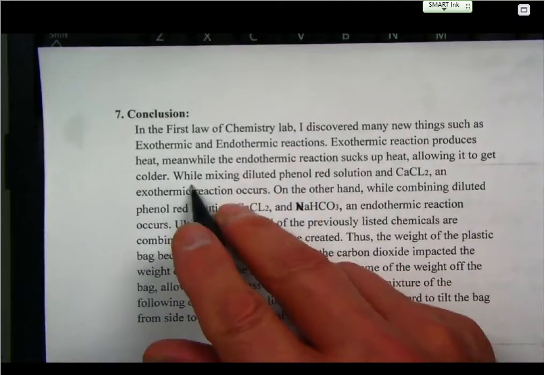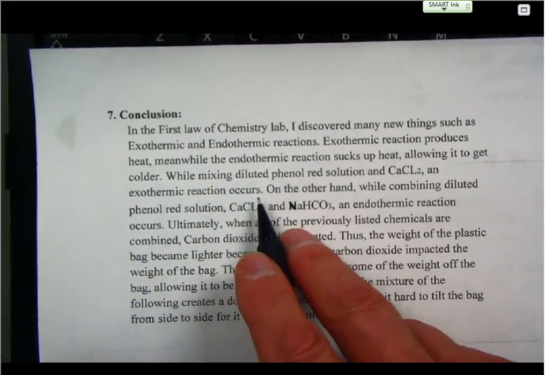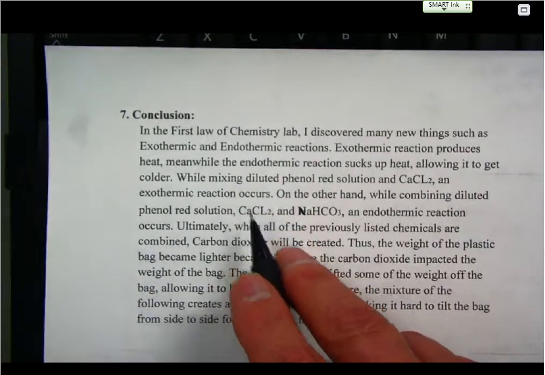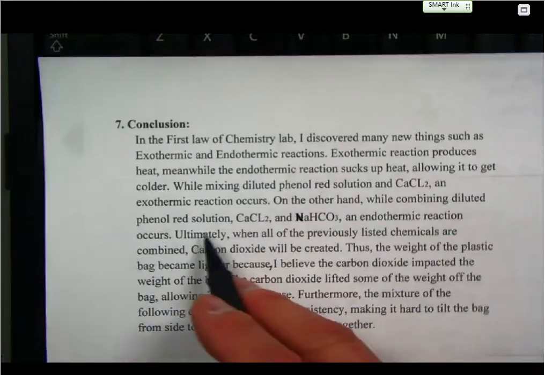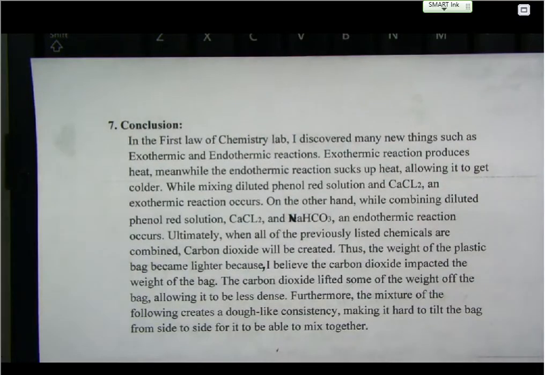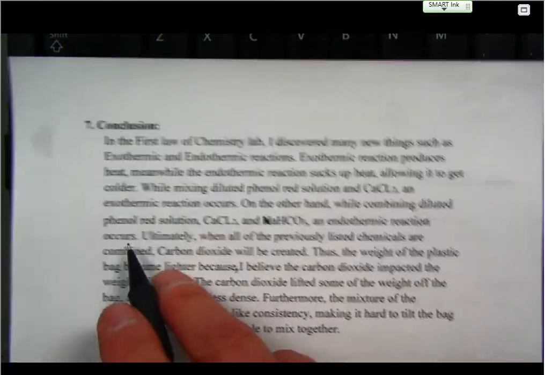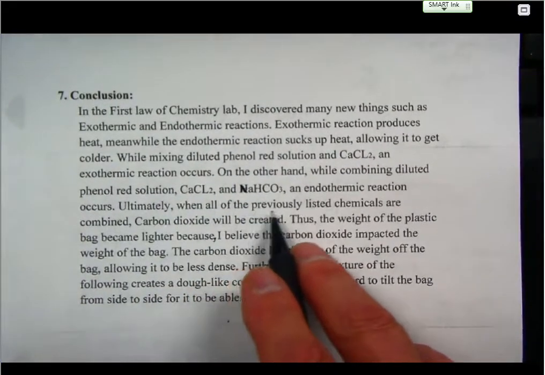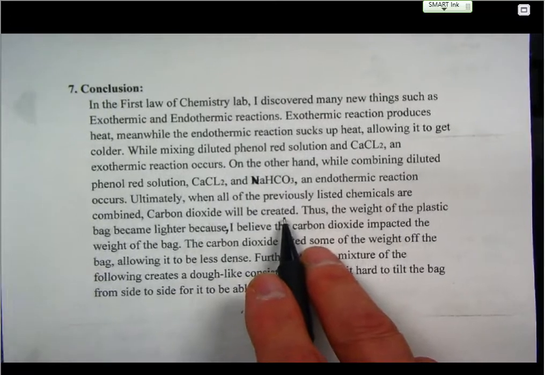Okay? While mixing diluted phenol red, an exothermic reaction occurs. Okay? So, and why is that reaction exothermic? If you stated it in an observation the way I suggested, then you'll have this okay. Okay? And so an endothermic reaction occurs. Ultimately, when all the previously listed chemicals are combined, carbon dioxide will be created.